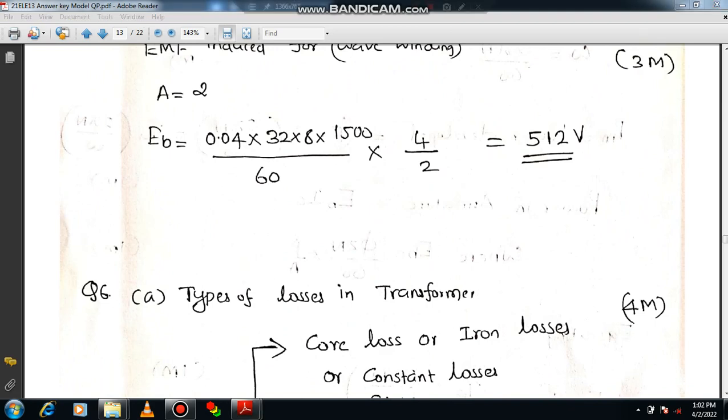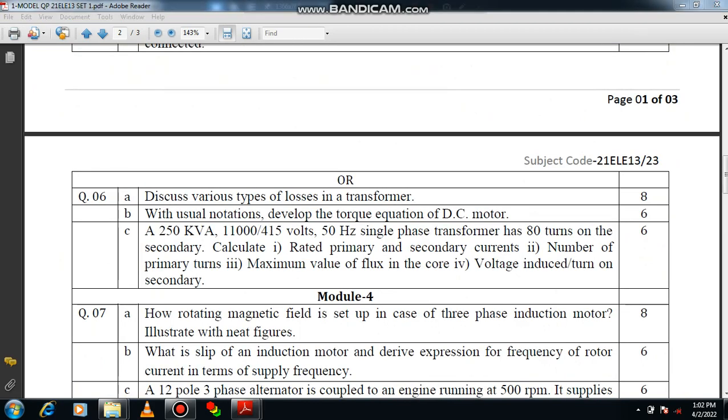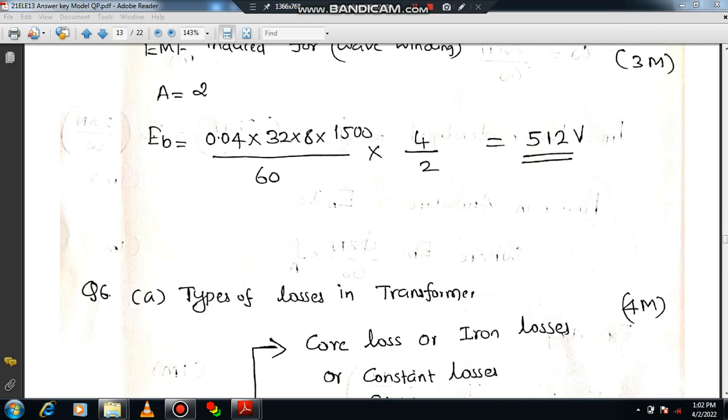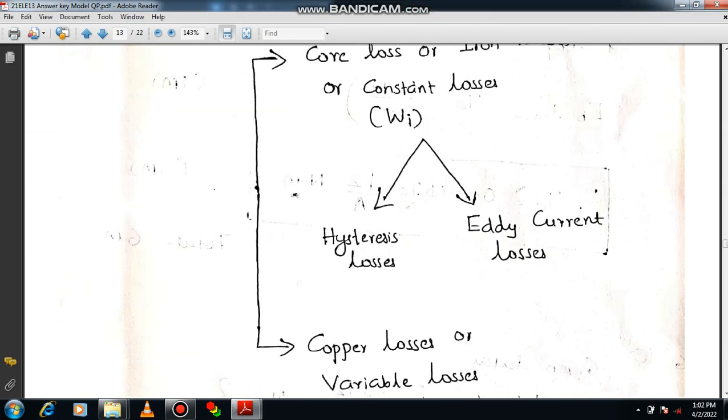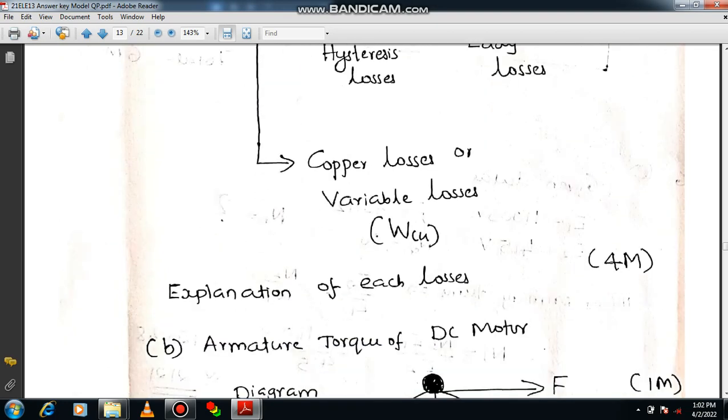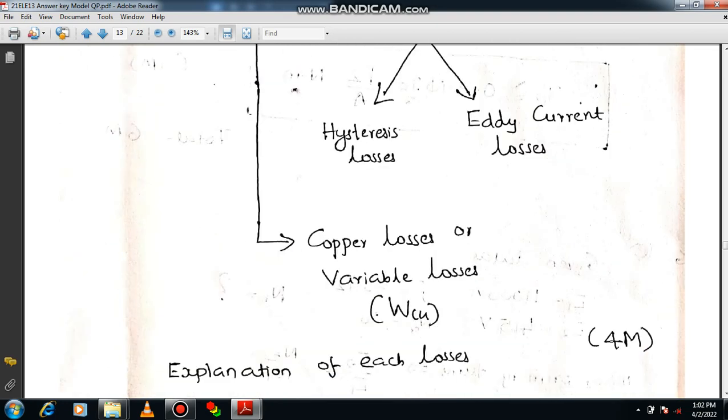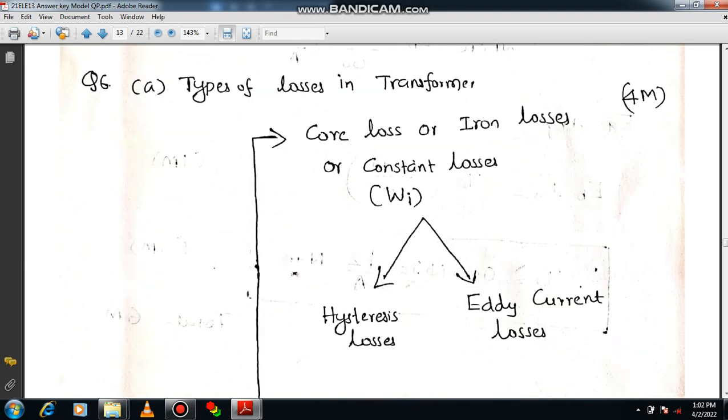In question number 6 you are supposed to explain the losses in a transformer. What are the major losses in a transformer? You have to explain very clearly with the relevant points. For example, copper loss and core loss. Core loss is divided into hysteresis loss and eddy current loss. If you can write with the equations, that is great. So you will get a total of 8 marks credit.